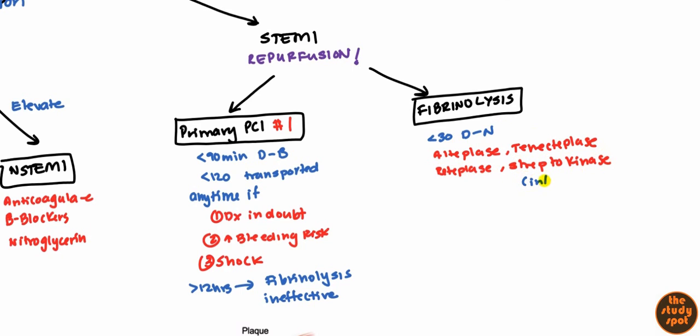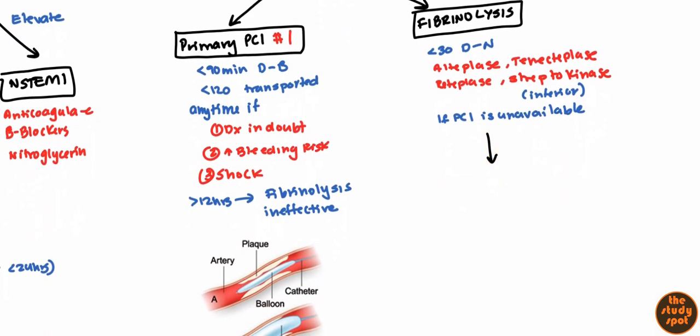Now, the only time fibrinolysis is indicated is if PCI is unavailable and you can't get the patient to another center within the 120 minutes and they don't have any of these symptoms here. So you're trying to avoid fibrinolysis as much as possible. Why? Because of the bleeding risk. PCI is just way more superior to that. And also, of course, this has to be done within less than 12 hours.